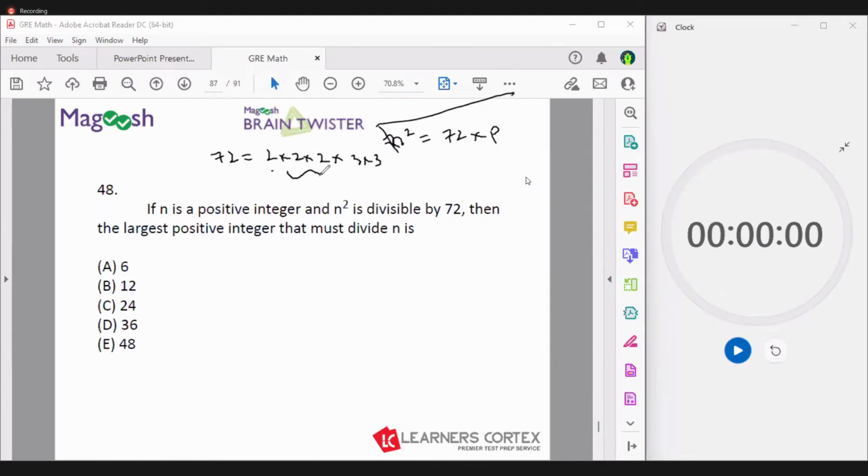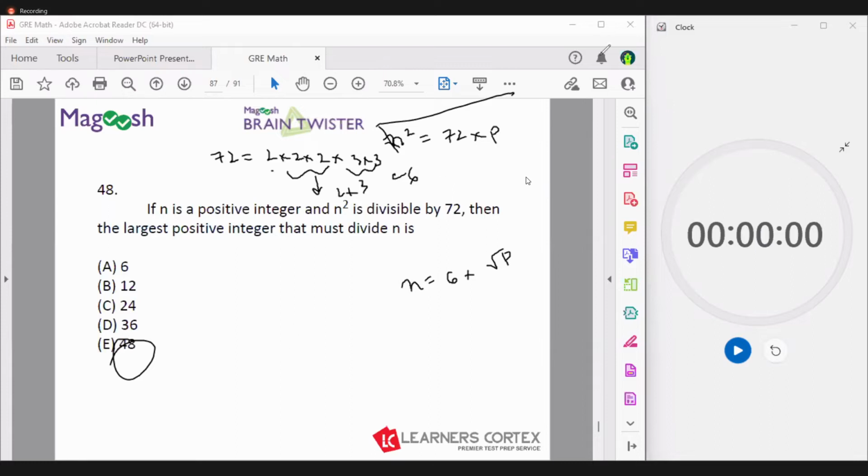So this will give us 2. This will give us 3. So 2 times 3 becomes 6. So n equals 6 into under root p. Right? Yes, sir. So this would anyway be not possible. So it will be 2 cube into 3 square.